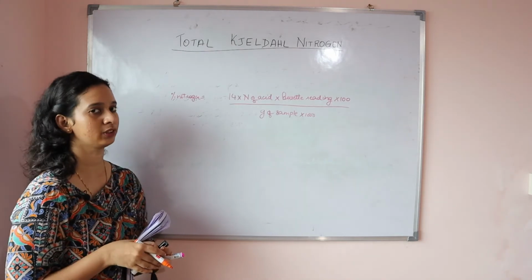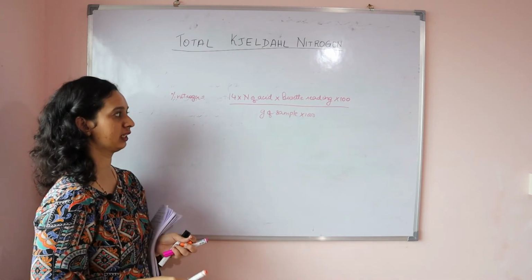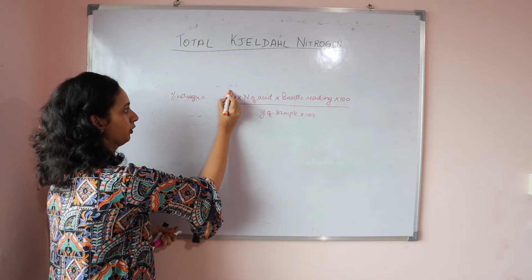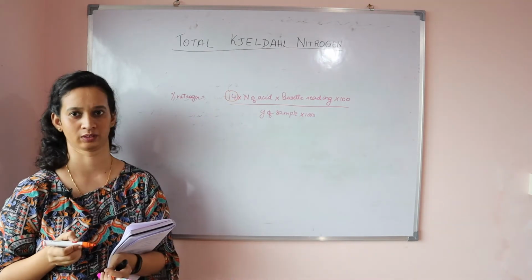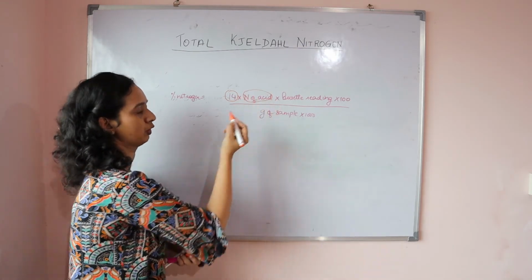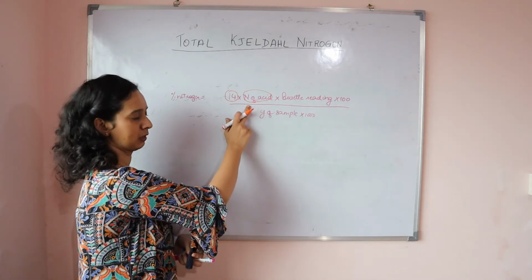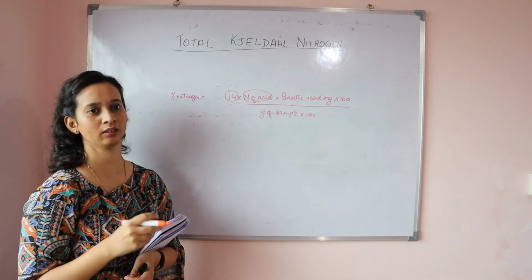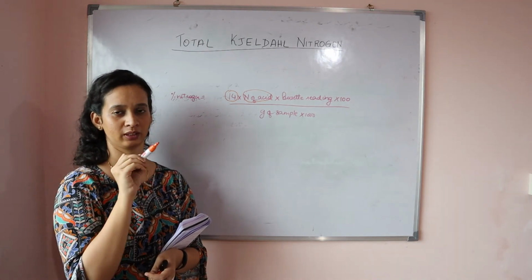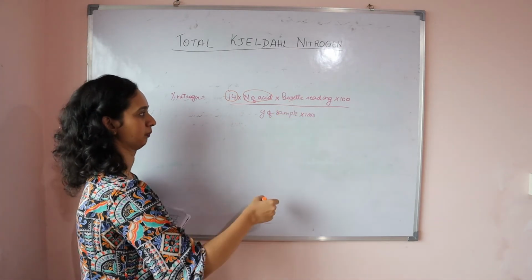Percentage nitrogen is calculated by 14 into normality of acid into burette reading into 100, divided by gram of sample into 1000. Now this 14 is a constant which is used here for Kjeldahl nitrogen. Normality of acid: if you have used sulfuric acid 0.01, then that would be 0.01. Burette reading is the reading which you get during the titration. Usually we take 3 readings and then take the average.